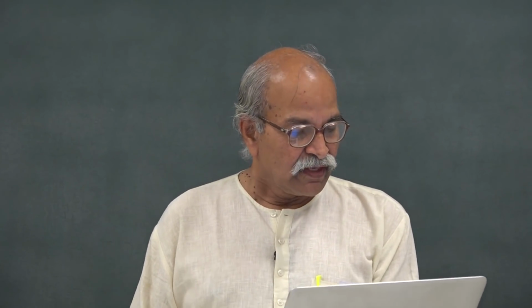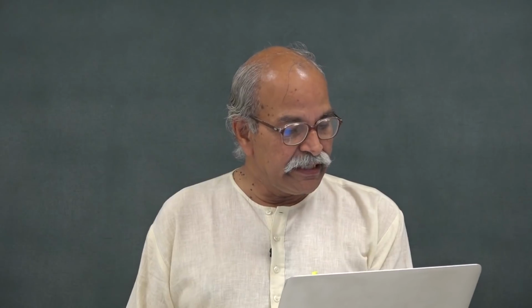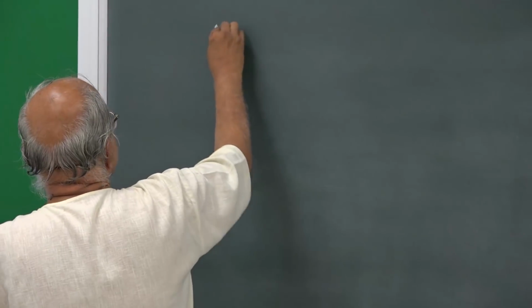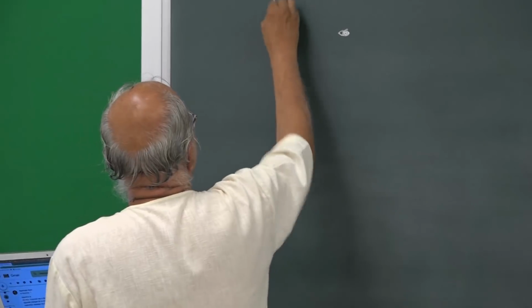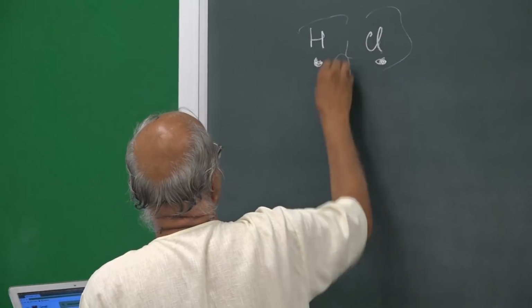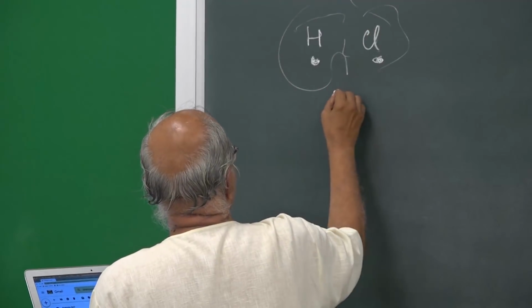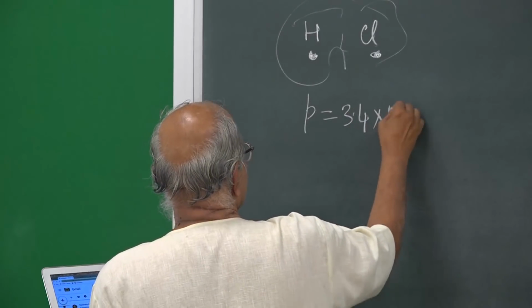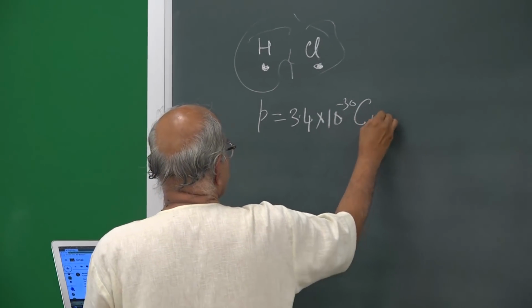Here is a question from Namrata Soni. An HCl molecule has a dipole moment of 3.4 into 10 to the power minus 30 coulomb meter. So, you have an HCl molecule, and you have electron clouds, and this molecule has a dipole moment of 3.4 into 10 to the power minus 30 coulomb meter.